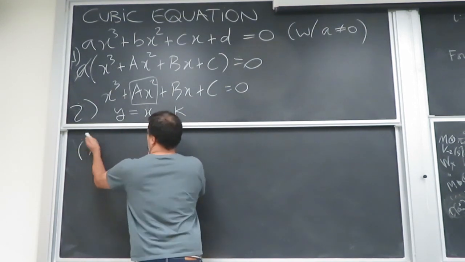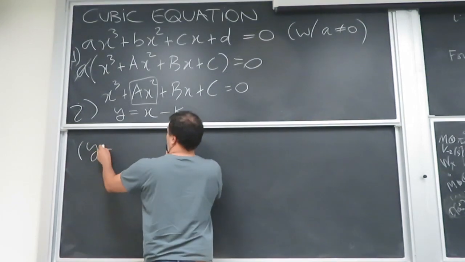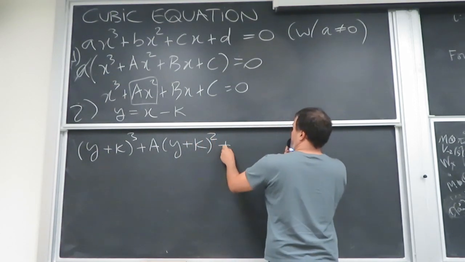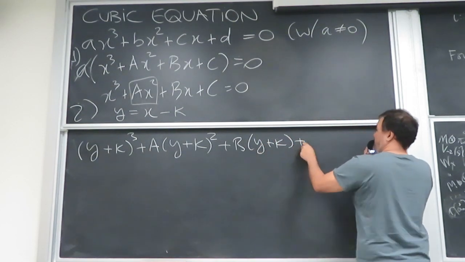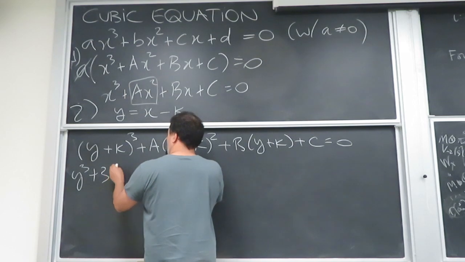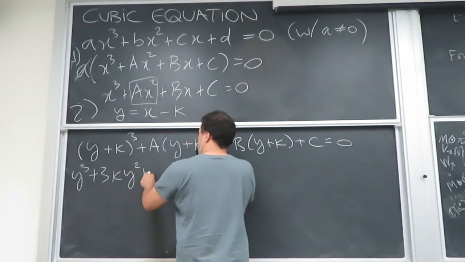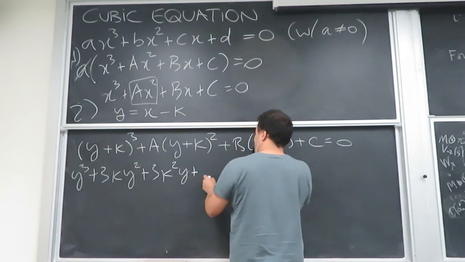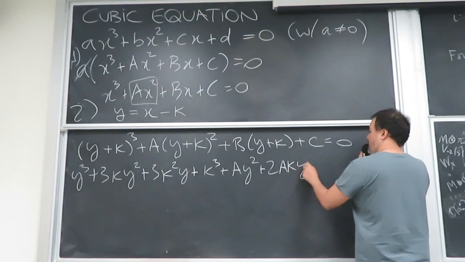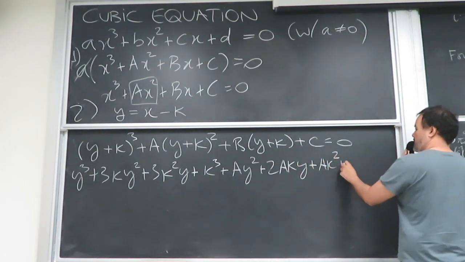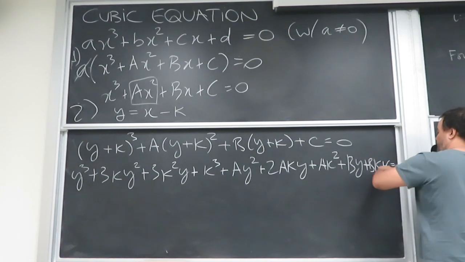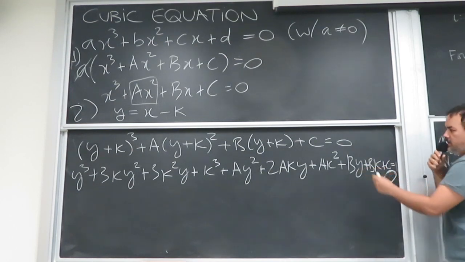So coming back to here, we can change this to (y plus k) cubed plus a (y plus k) squared plus b (y plus k) plus c equals 0, and then, just applying the normal identities, we can expand this. The rest of the expansion doesn't matter that much.